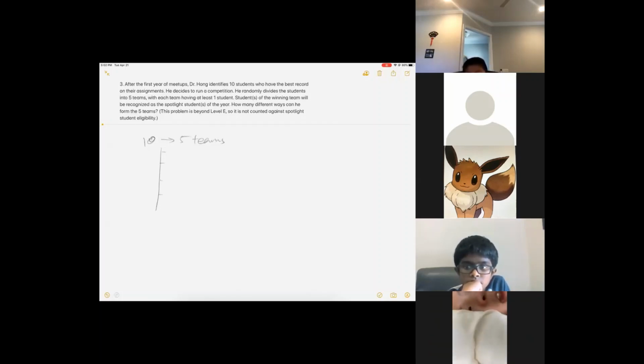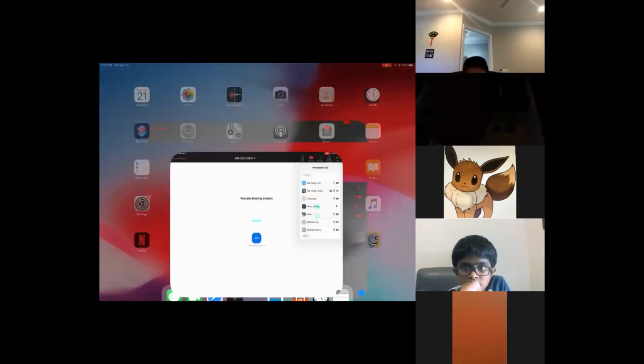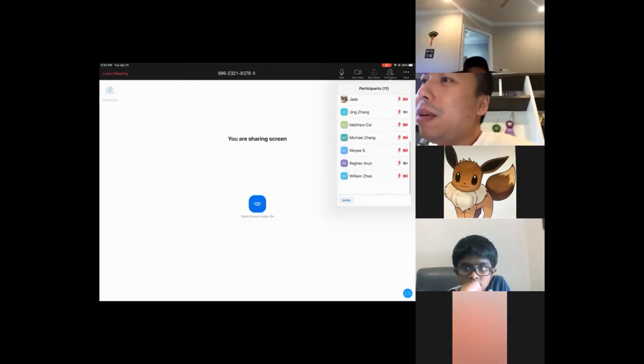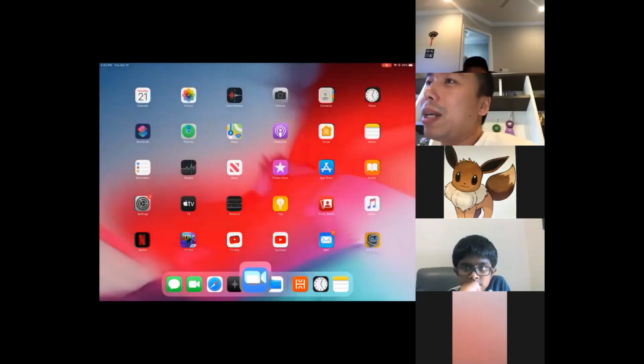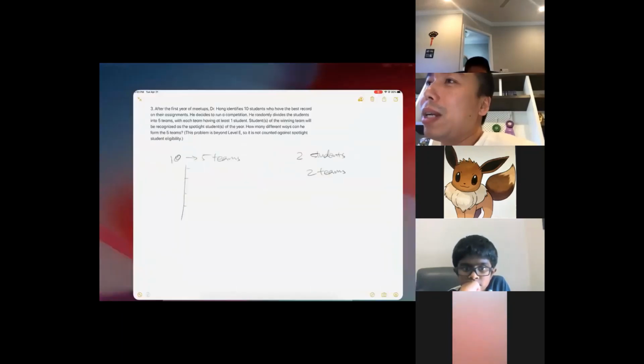So let's break this down. At first, I give you a hint. Let's start with 2 students. If I have only 2 students, and I want to break them into 2 teams. Since we don't have many students here, you can unmute yourself and just speak freely. We have 11 students who can join this session. You can unmute yourself, and I want to make this a discussion.